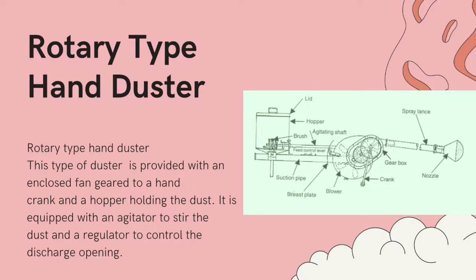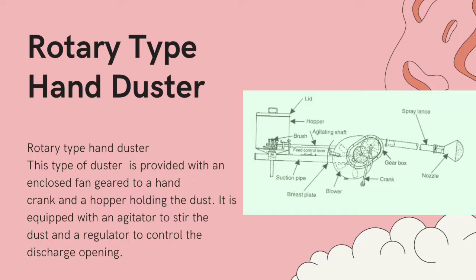Rotary type hand duster. This type of duster is provided with an enclosed fan geared to a hand crank and a hopper holding the dust. It is equipped with an agitator to stir the dust and a regulator to control the discharge opening. The duster is usually fastened to the operator by means of shoulder straps. The right hand is used for cranking and the left hand for guiding the discharge tube.